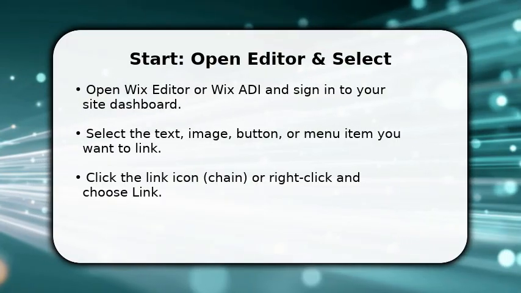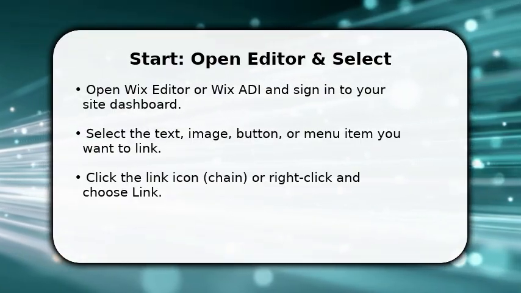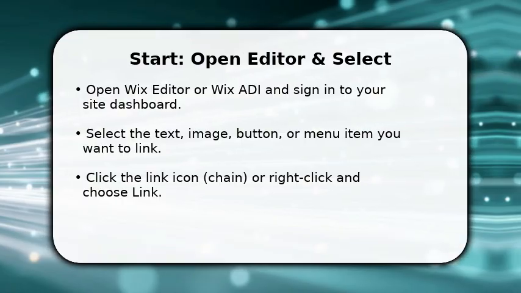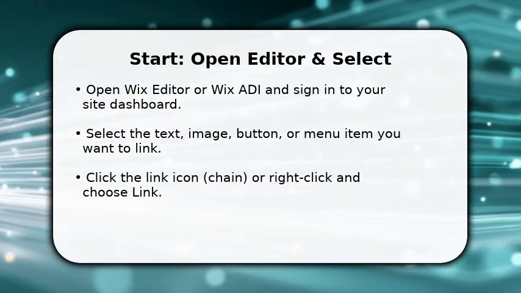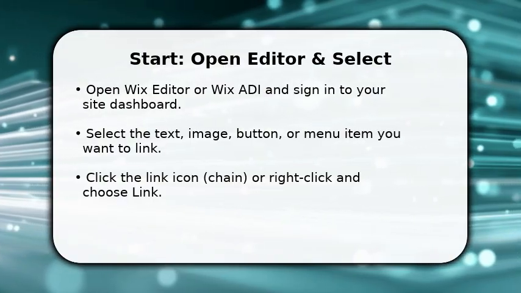You're in the editor now. Immediately pick the element to turn into a link. Click the chain icon or right-click and choose Link so you see the link dialog. From here, you decide the link type. That choice matters because it changes fields and behavior.